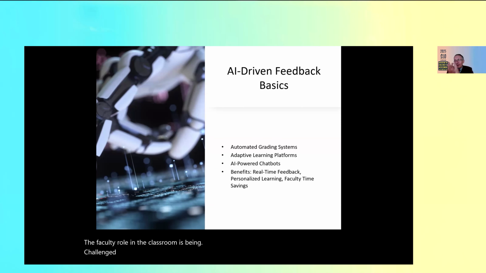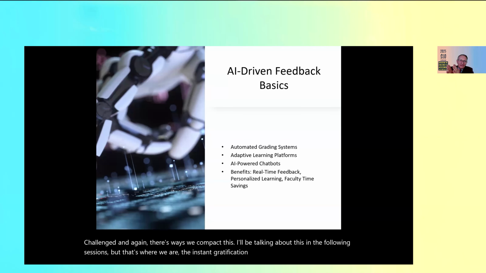And again, there are ways we combat this. I'll be talking about this in the following sessions. But that's where we are. The instant gratification, the instant response, instant feedback is the strength of AI. We just need to, as faculty, learn how to live with it, take advantage of it.